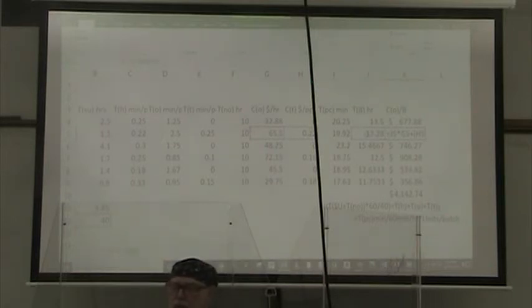I just need to look at my numbers on that. Okay, so all right, it's the pieces in minutes times the batch size divided by 60. We'll figure it out.